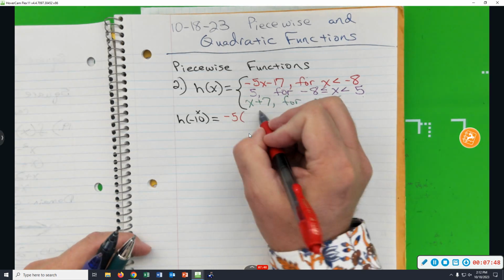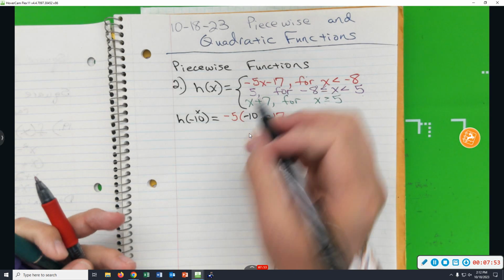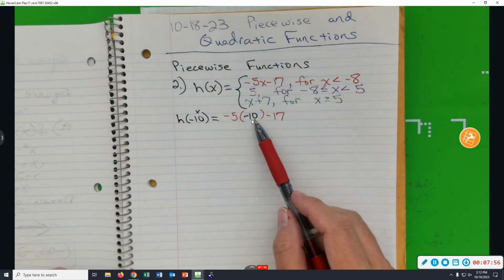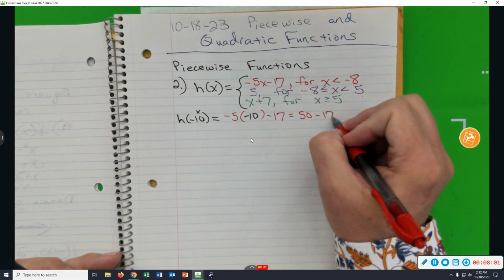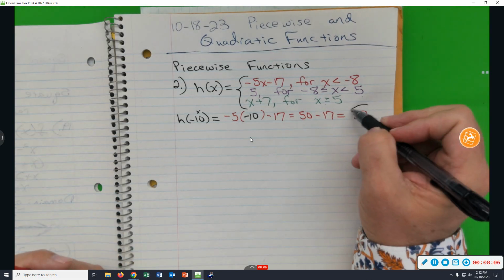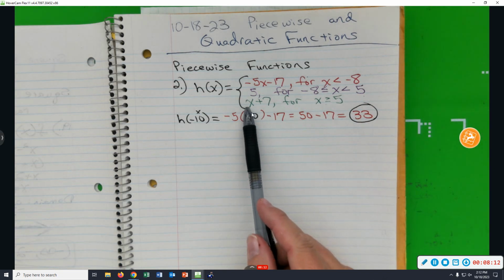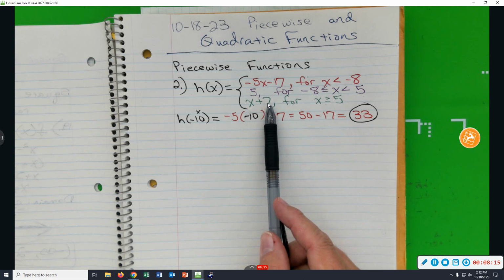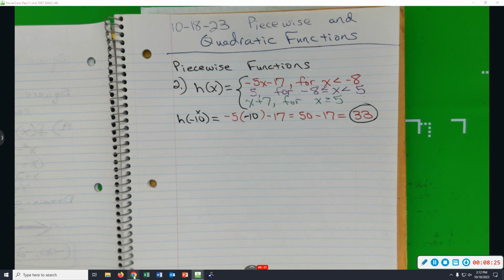Negative 5 times negative 10 minus 17. Well, negative 5 times negative 10, that's 50. Minus 17 gives me a y value of 33. Now, if you had plugged negative 10 into the green piece, negative 10 plus 7 is negative 3. But that can't be right, because for any x, there can only be one y value. So let's punch in 33.